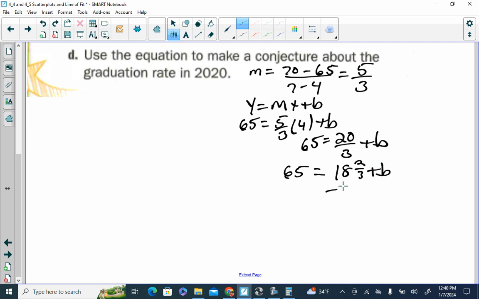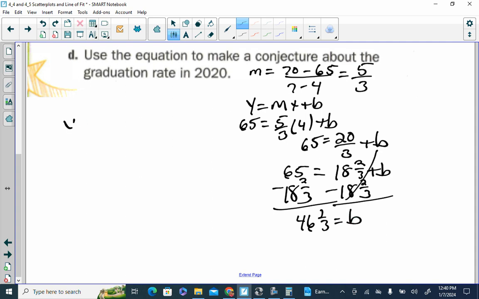plus b. We subtract the 18 2/3. Subtract 18 2/3. They cancel. All right, and when we subtract 65 and 18 2/3, it gives us 46 and 1/3 is equal to our b. So our equation is y is equal to 5/3 x, right? Our slope, plus the 46 1/3.